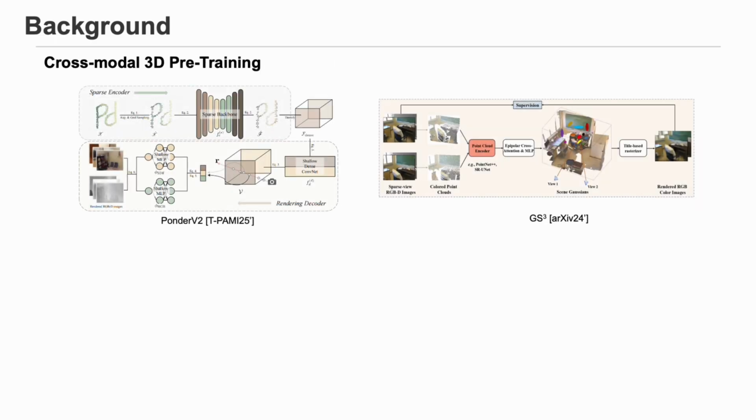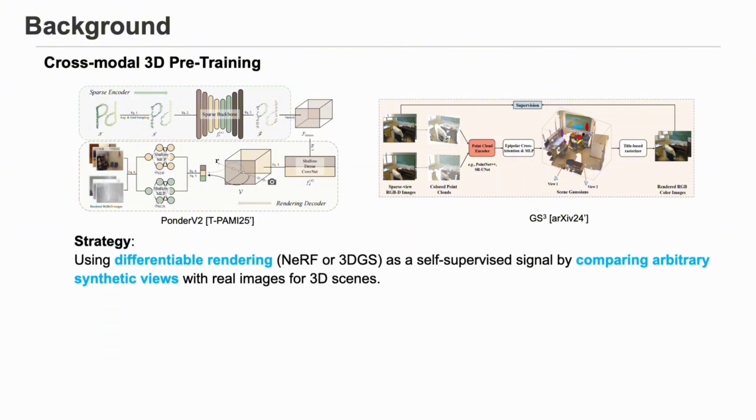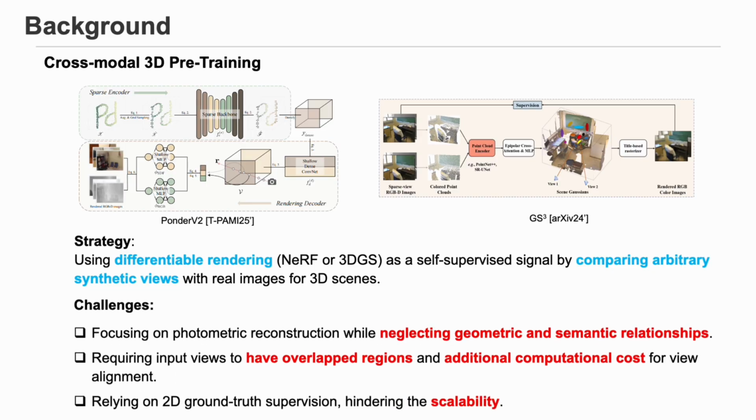Cross-modal 3D pre-training methods use differentiable rendering as a self-supervised signal by comparing arbitrary synthetic views with real images for 3D scenes. But existing works focus on photometric reconstruction while neglecting geometric and semantic relationships, and require additional computational cost for view alignment. These drawbacks hinder their scalability. Therefore, in this work, we propose GaussianCross, trying to solve the above-mentioned challenges for better 3D representation learning.